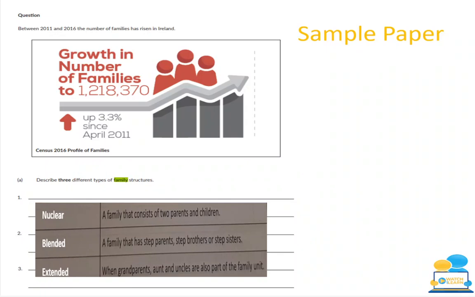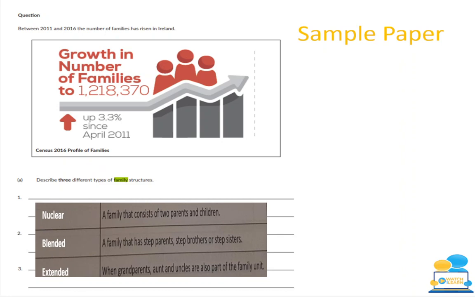I then go to part A where it says describe 3 different types of family structures. So I'm going to think of my Nebel, so my nuclear, extended, blended and lone parent or single parent family. So what I need to do, because it's described, I need to give a state and an explain. And if I want, I can give an example of maybe a well-known celebrity family. So in this case, I've gone for nuclear, blended and extended.